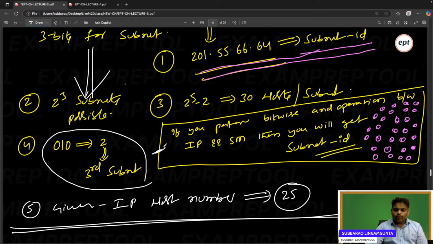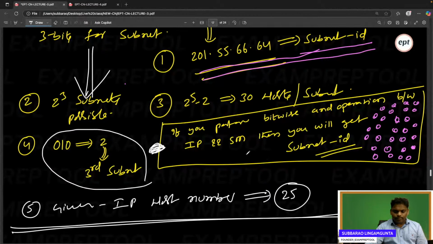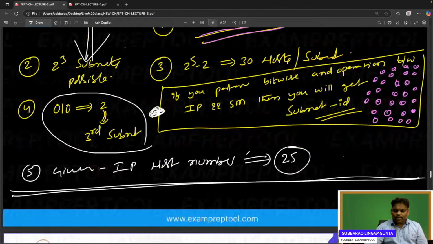If you perform bitwise AND operation between IP and subnet mask, then you will get the subnet ID. That is the note. Please take care. If you perform bitwise AND operation between IP and subnet mask, then you will get the subnet ID. Okay, fine. This is the place where we stopped.